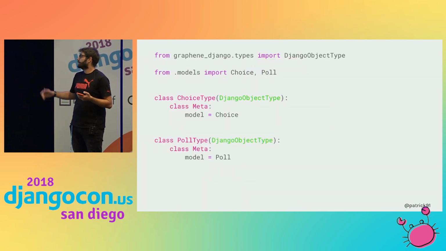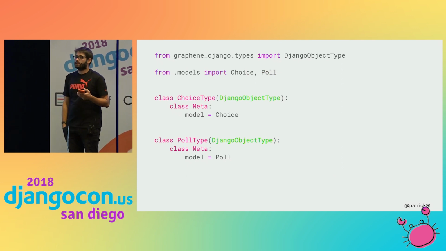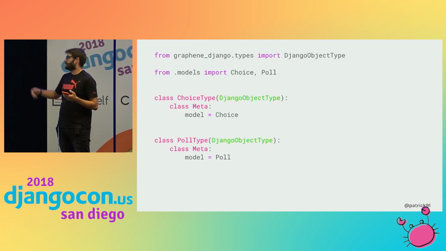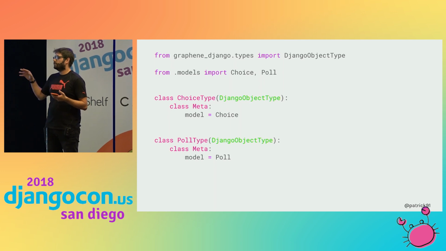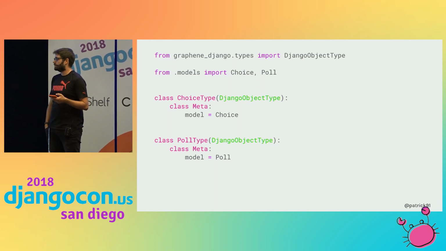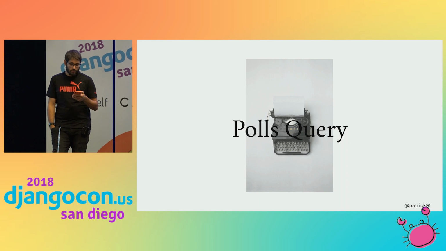So using Django object type, it's quite easy to create those types because it's basically up to this base class to create all the fields that are needed for the models. You can also extend additional fields and additional resolvers if you need to.